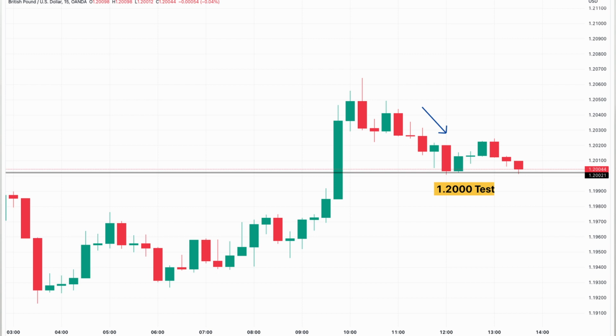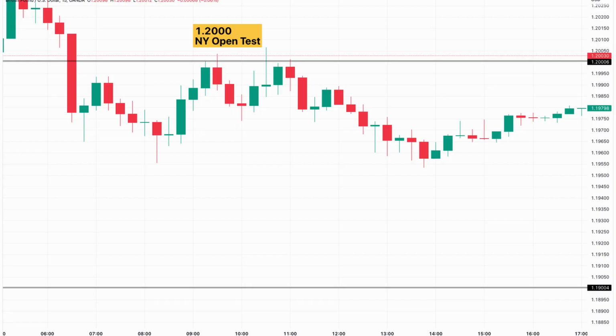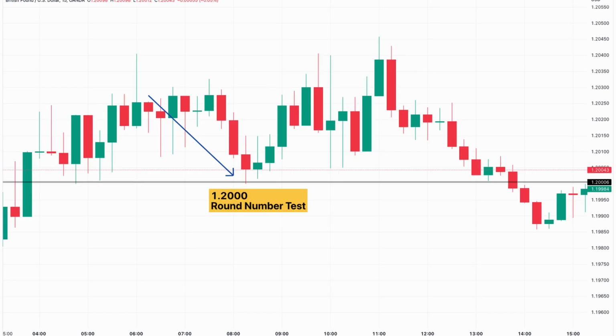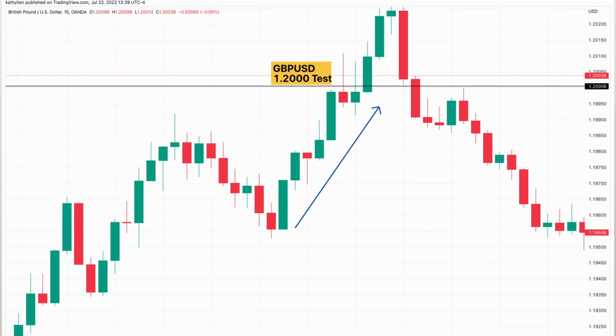In this second example, we have a 120 test, because it happens around lunchtime New York, when the momentum starts to die down. So it only tests it, doesn't pierce through it. Here's another example of pound dollar targeting or gravitating to the 120 round number around the New York Open. Here's another 120 test, and another one. Yes, it is all around the same round number 120 level because that's where pound dollar was trading when we recorded this, but they are all different days showing pound dollar gravitating to the round number at the New York Open.